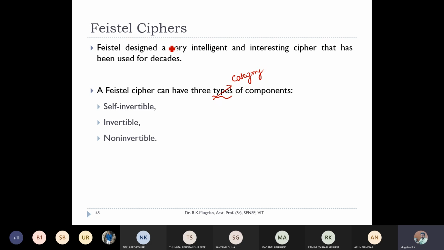Categories of components. First one is self-invertible, like how we have our straight P boxes and XOR operation. These things are self-invertible. Then invertible components like your S boxes. Those things come under invertible components. Then non-invertible components like your expansion P boxes, compression P boxes. So these three categories of components will be there in Feistel cipher.